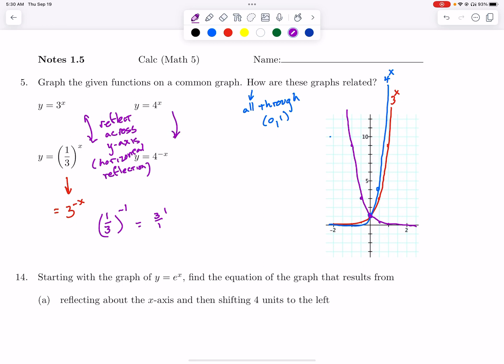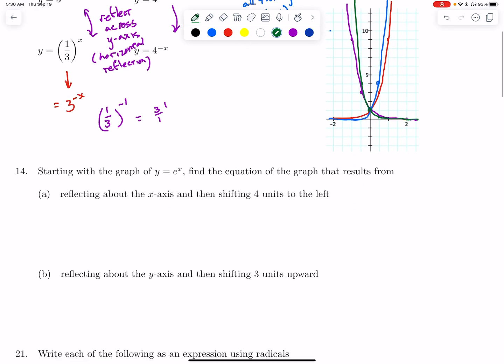Okay, and the relationship with 4 to the x is going to be the same. So 1/4 to the negative 1 is 4. 1/4 to the 1 is 1/4. So it's basically the same as 4 to the x, but backwards. That was easy. Okay.